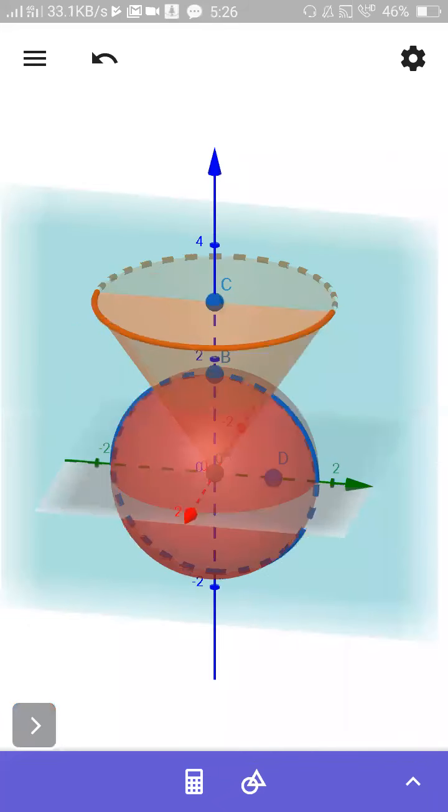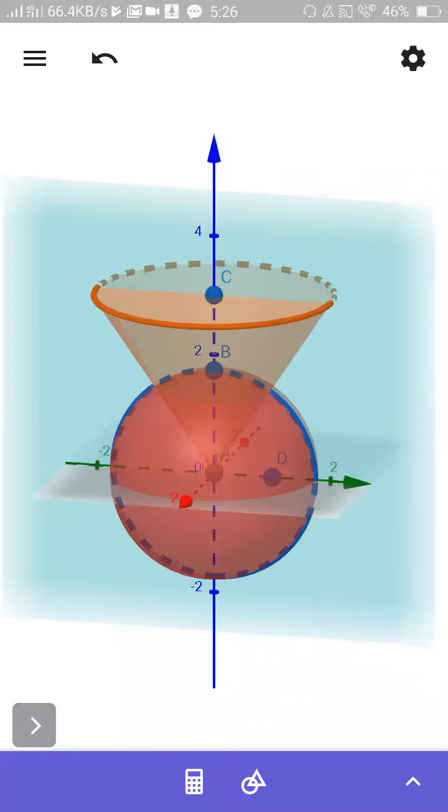For that, I will take some different angle. Instead of phi equal to 90 degrees, I will take phi equal to 45 degrees. Then the diagram will be a little bit clearer to you. So now I will modify my phi to 45 degrees.